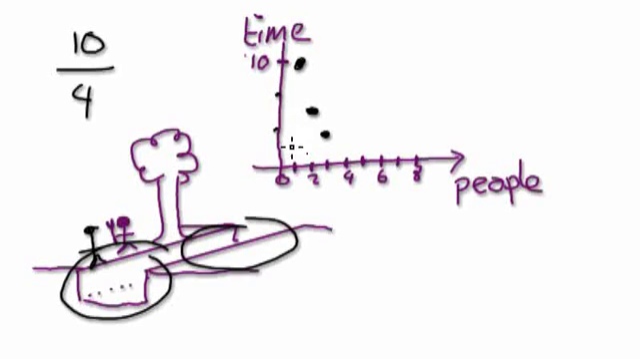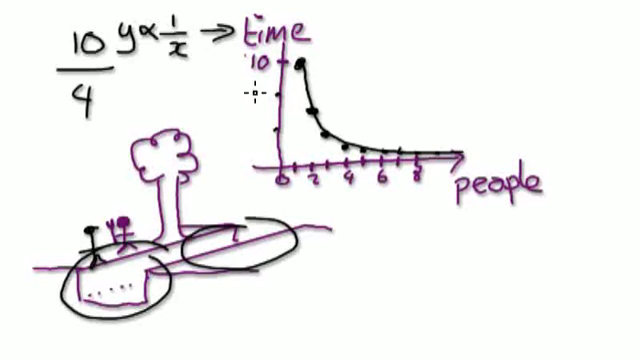I'm going to split this into somewhere around here. 4. If you have 5, it will be a fifth. If you have 6, it will be a sixth. As you increase, it will look something like this. So your graph will look something like this. Whenever you're told y is inversely proportional to x, you can jump to this graph here.